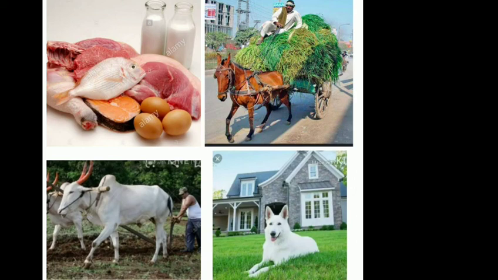Now, see students, we get milk, meat, eggs and several other things from animals. Some animals are useful for carrying burdens or drawing carts. Some domestic animals also help with the heavy work on the farm in the fields. See, dogs guard our houses. Sheep give us wool.